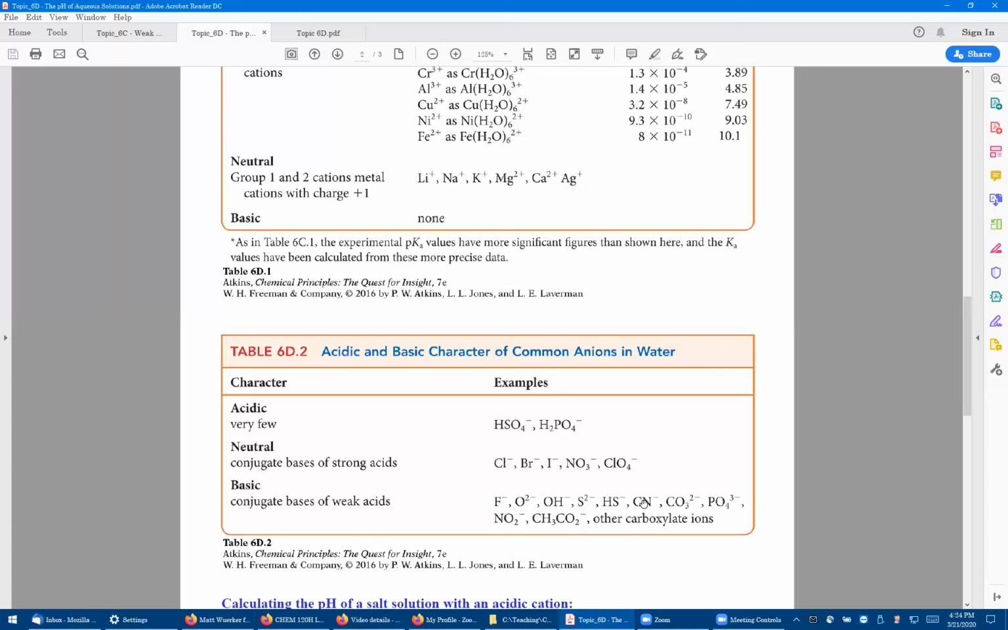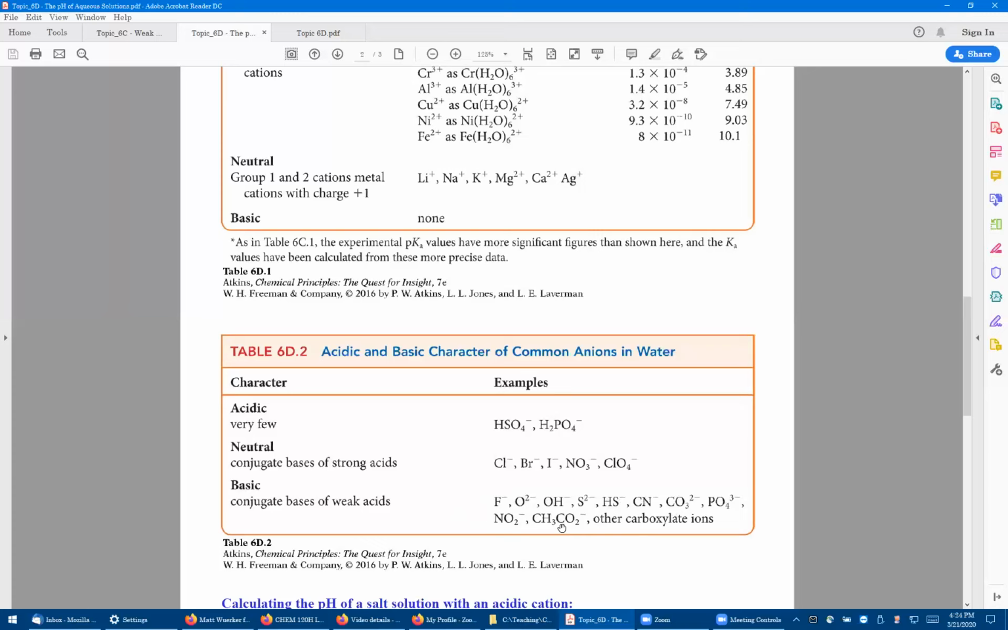Cyanide ion is the conjugate base of HCN, hydrocyanic acid. Carbonate ion is the conjugate base of carbonic acid, and so on. So all of these behave like bases. They're all negatively charged. They can all accept the proton, which they're quite willing to do, of course, because they have negative charges, all of them.